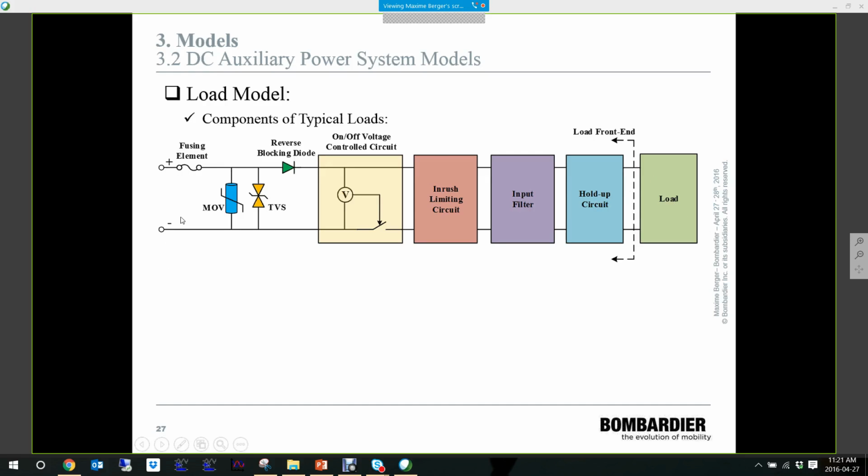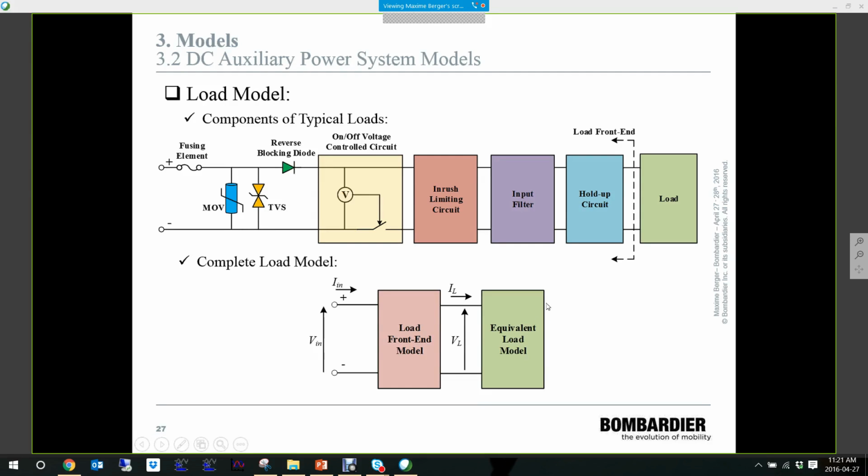We also have a hold-up circuit here that can sustain the voltage to the load when the voltage at the input decreases. And it is modeled in EMTP in two blocks again. We have an equivalent load model that is here to represent the load behavior and its on-off voltage control circuit, and all the load front end, the hold-up circuit, input filter, and inrush limiting circuit, and all these devices in front can be taken into account in the load front end model.